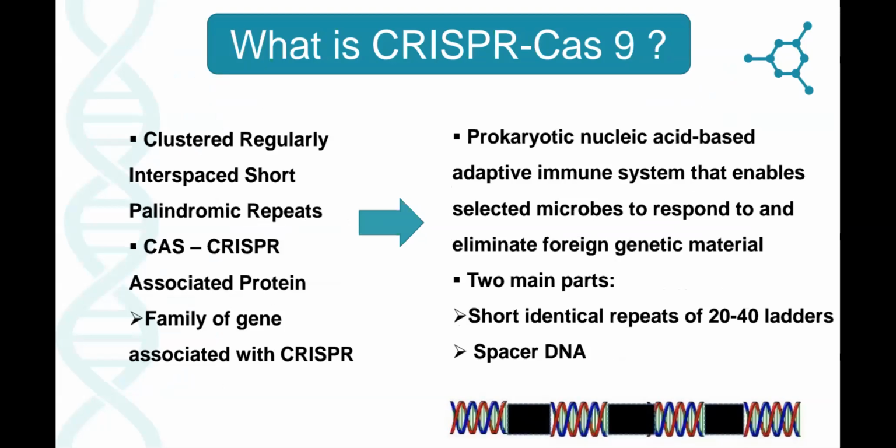The CRISPR consists of mainly two parts. One part is short identical repeats of 20 to 40 base pairs, and the next is spacer DNA. This spacer DNA keeps some parts of the virus DNA as a memory and helps in the recognition.